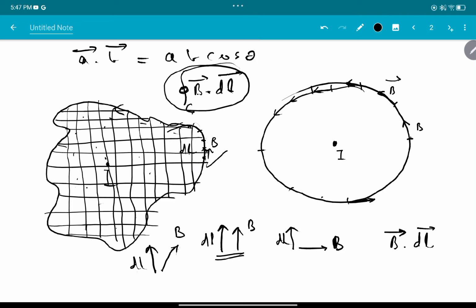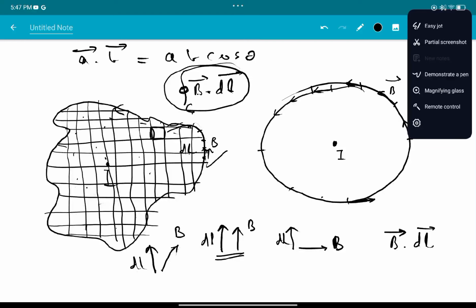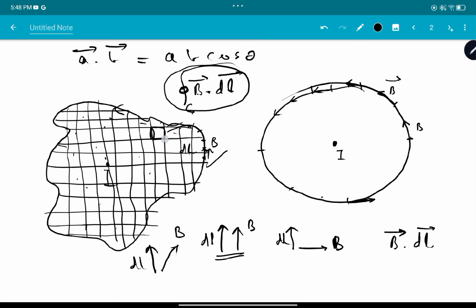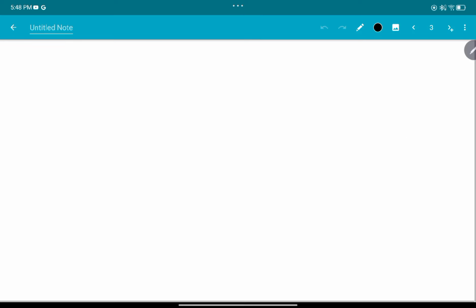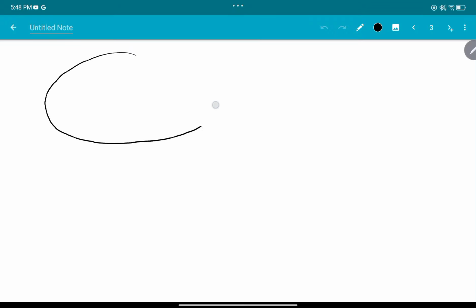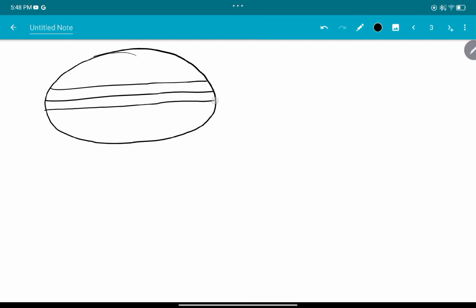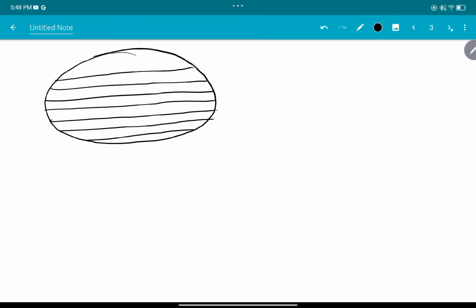Now, if you calculate the circulation around one particular smaller loop, I have divided this whole area into a number of loops. Take one loop here, a small loop, and find the total circulation around this loop. Let us go to another page. We have the loop here. This is the loop, and then we have divided this loop into little area elements, a number of them.